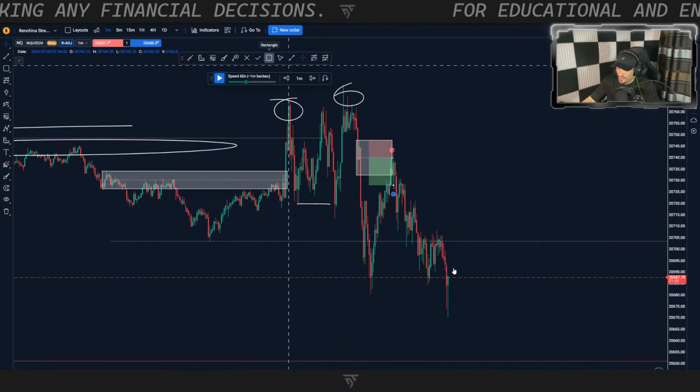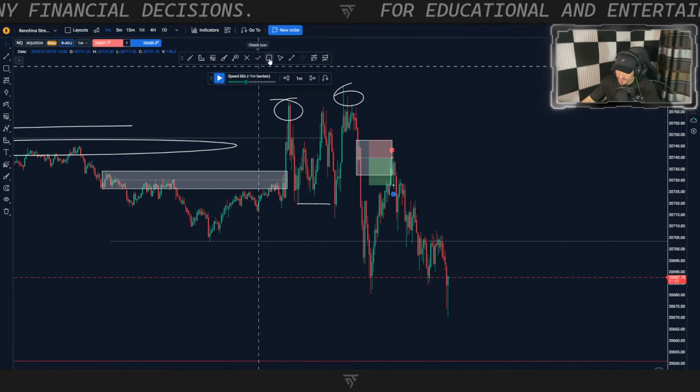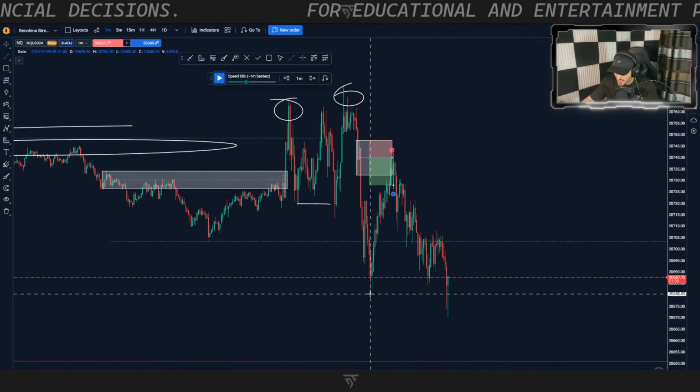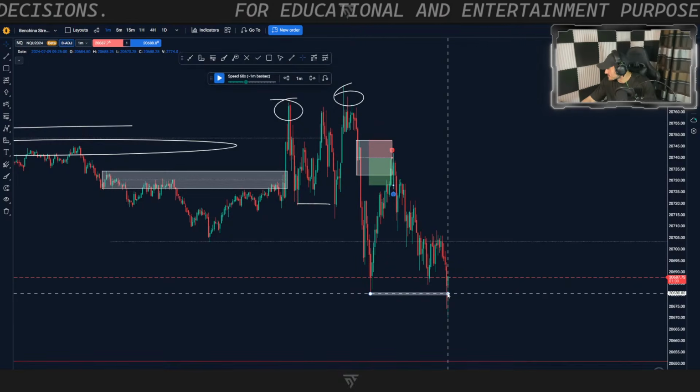Okay, first of all, a wick down below that low. This is the first case where we have something that's not abiding by the rules.